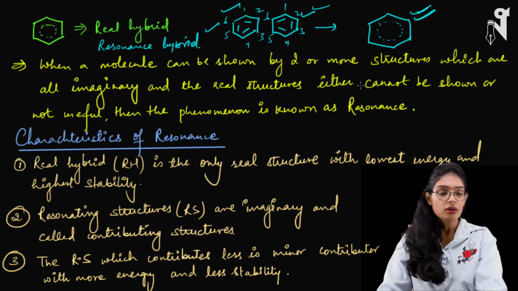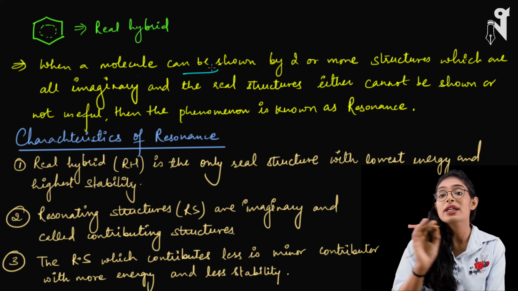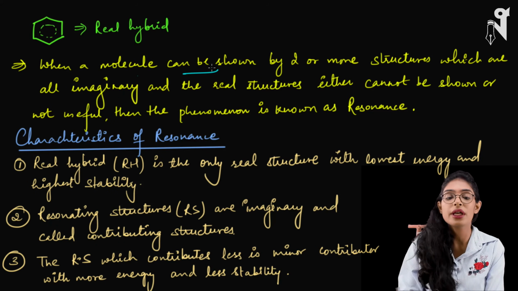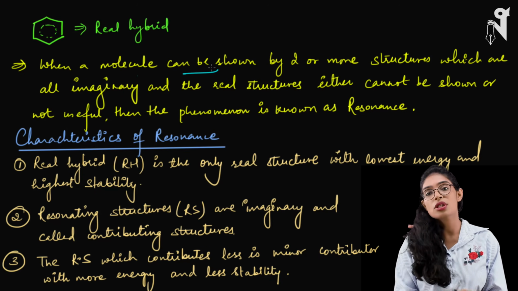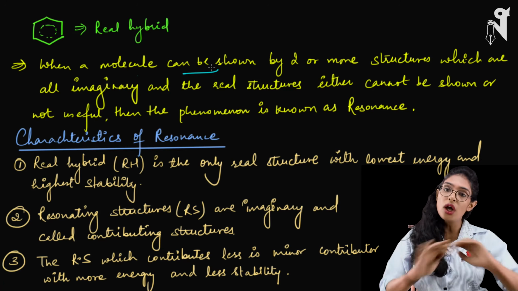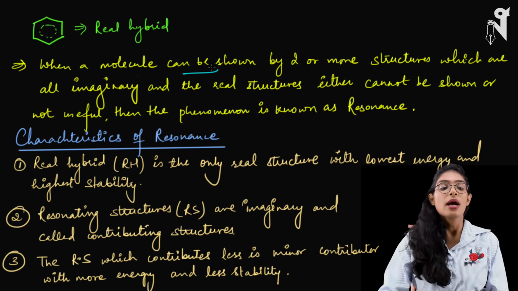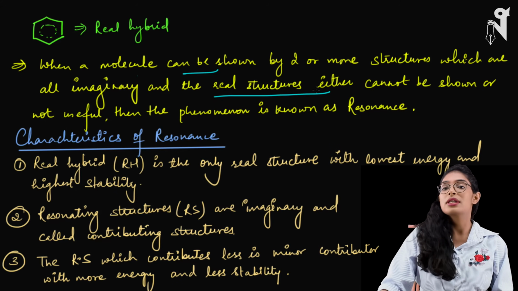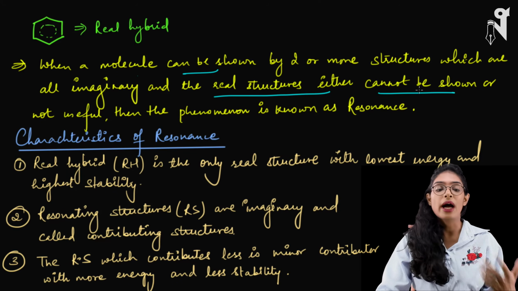Okay, so I have written the same thing over here. What exactly is resonance? When a molecule can be taken into two or more structures, or when we can draw two or more structures for a molecule, all of which are imaginary and give partial information about the behavior of the molecule, but the real structure cannot be shown, drawn, or explained through hybridization.